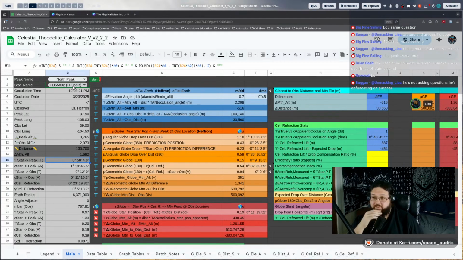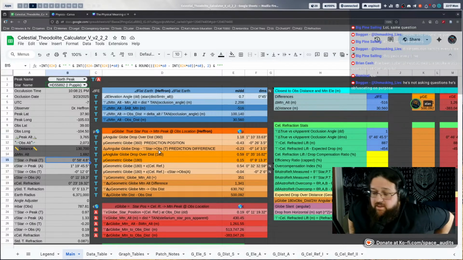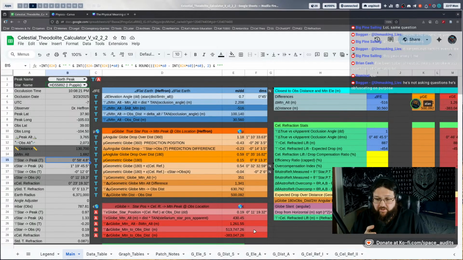Such a good point. The atmosphere is not static like they've modeled it and told us. It's dynamic. Changes per second. Each one of these measurements, 1 second, is a snapshot of the dynamic conditions at the time of flight for the light as it got occluded by the peak.